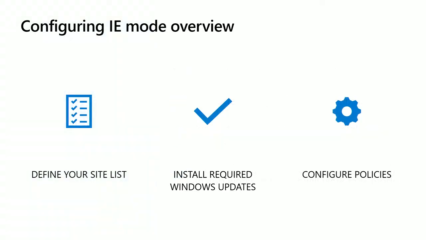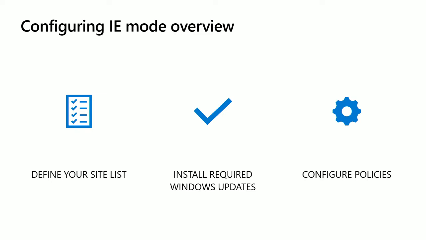So moving on to configuring IE mode, there are really, at a high level, 3 things you need to think about whenever you want to set up IE mode for your environment. One, you do need to define an enterprise site list. If you already have one, you'll probably need to make some changes to that. There's probably a little bit of work you need to do, but you're a long way there. If you don't have one, you would need to create one for the first time.